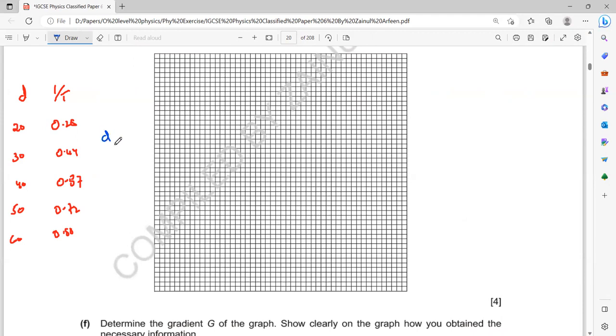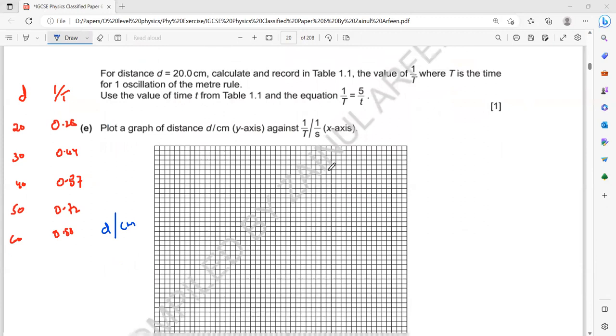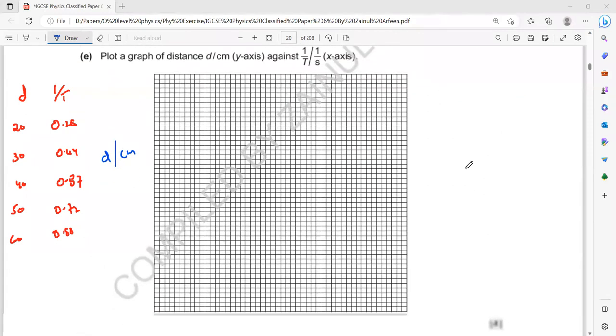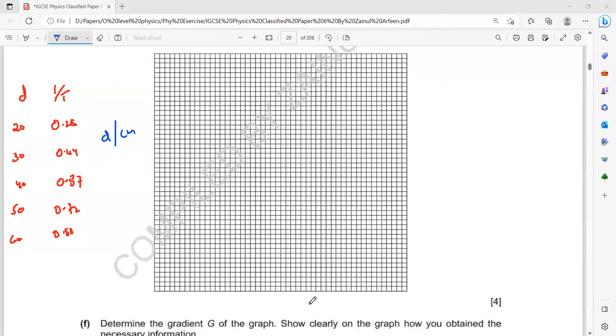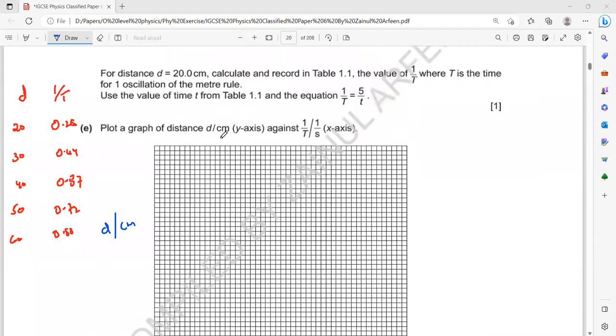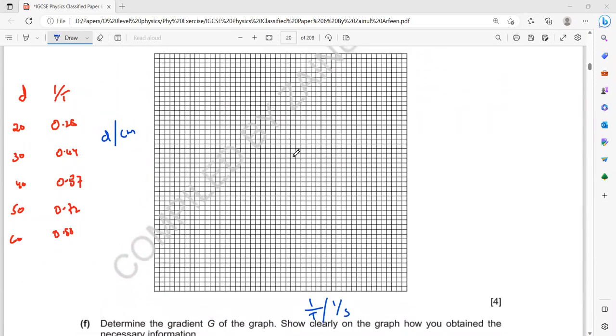And how to label the axis? Write the quantity slash the unit. Then on the x-axis, they mention 1 over T is there. So 1 mark is for labeling the axis: 1 over T slash 1 over second. It is very easy to label the axis because even the units are given: D in centimeters and 1 over T in 1 over second. Now we mark the points.